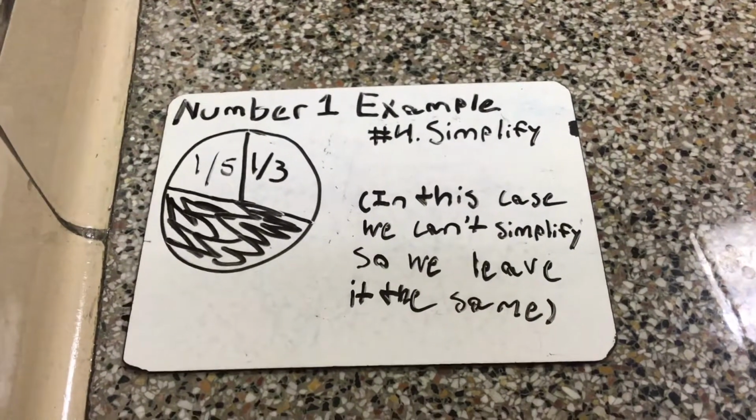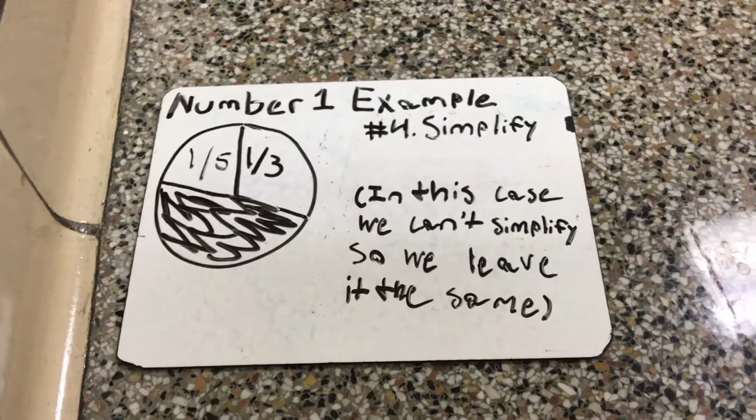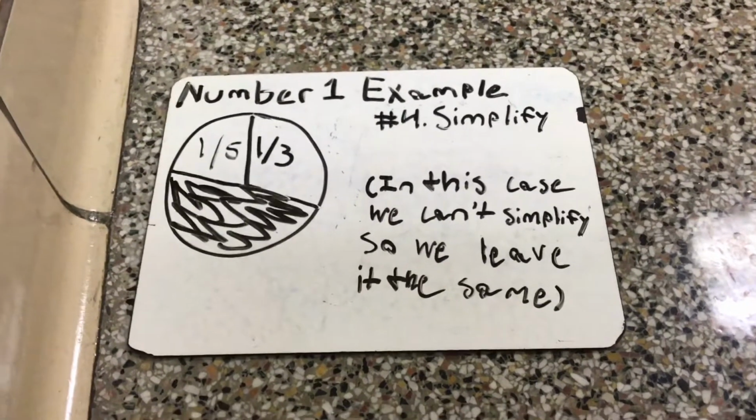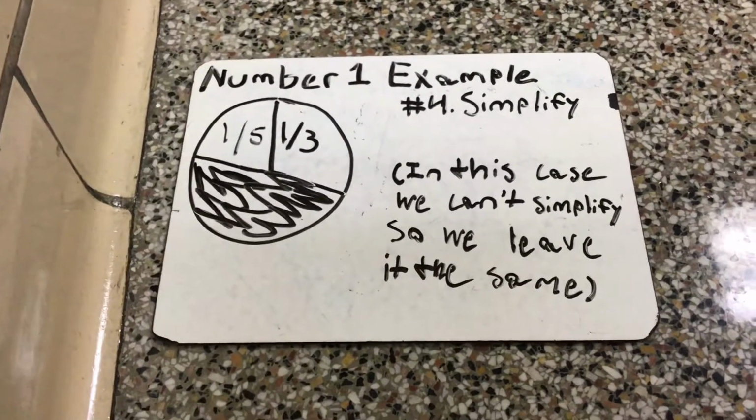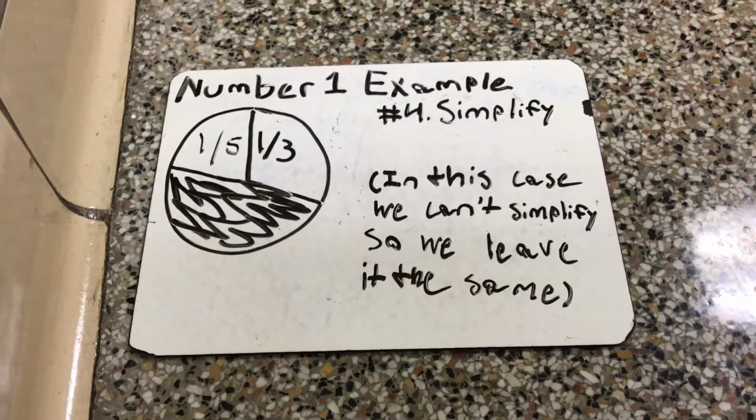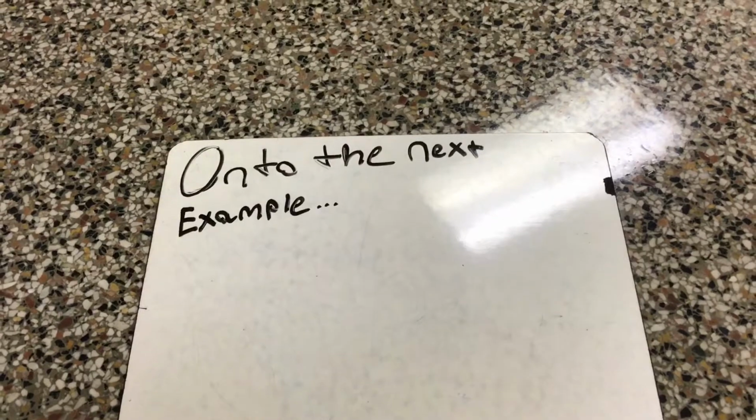In this case, we can't simplify, so we leave the fraction the same. So that fraction is our answer. But if you could simplify, the simplified version of that fraction would then be your answer. That's all. Okay, and now on to the next example.